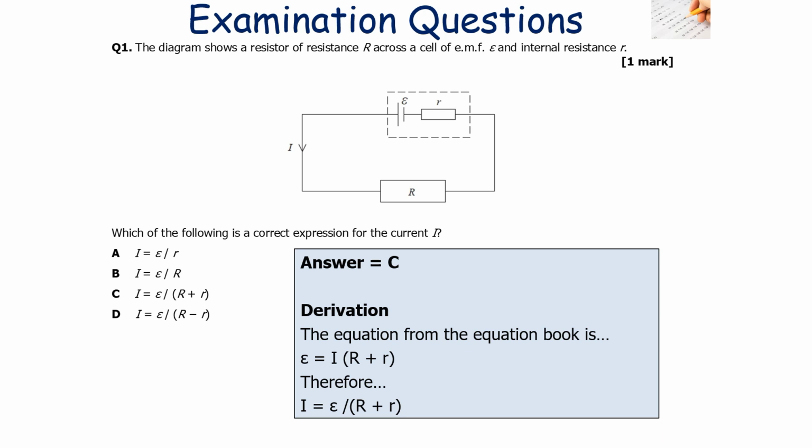Right, our answer for this one is C. Now we know this because the equation given in the equation book in your examination is EMF is equal to I times by big R plus small r. So therefore we've got to rearrange it to make I the subject. So therefore I is equal to the EMF over big R plus small r, which is C.